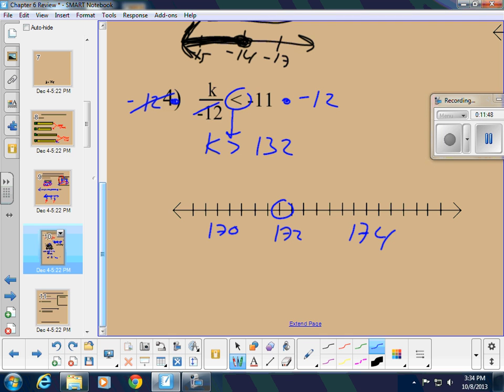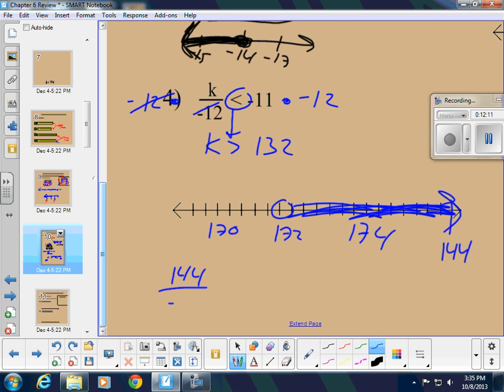Okay. 130 and 134. If I pick all numbers that are greater than 132, those answers should work. Okay, just kind of showing a possible answer. Down the road here, if I kept going, I'd get to the answer somewhere down here, 144. So if I plug in 144, it should work in this inequality.